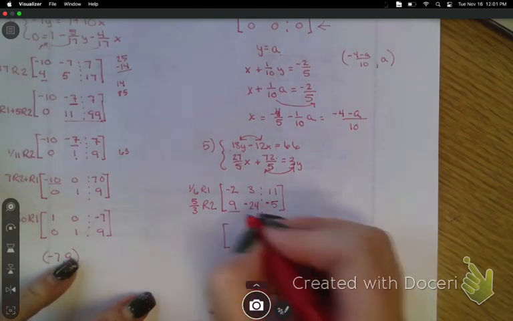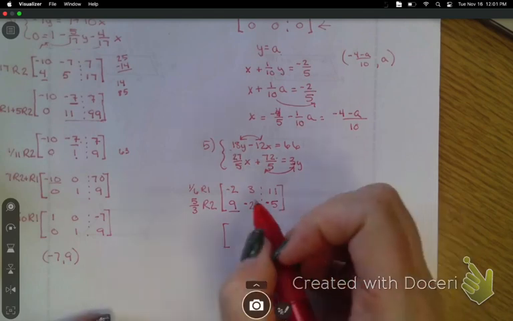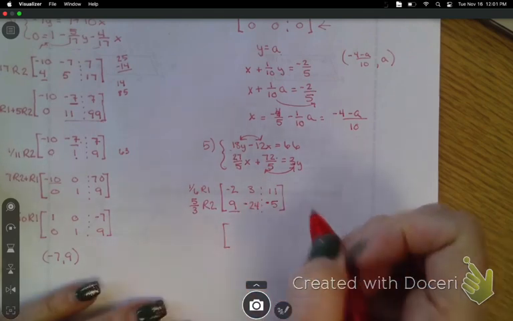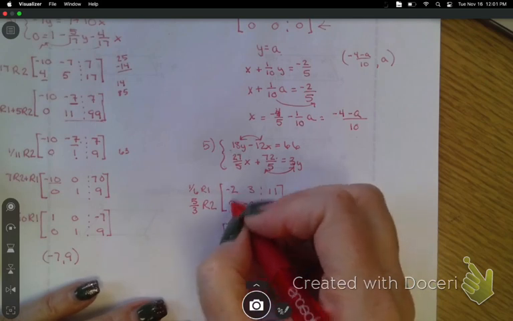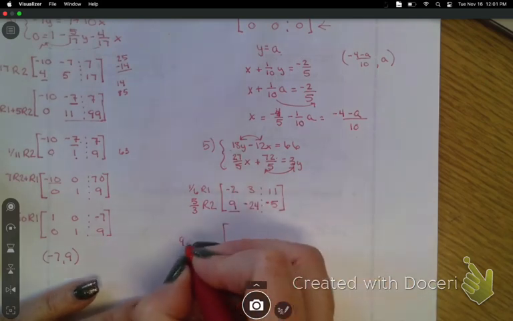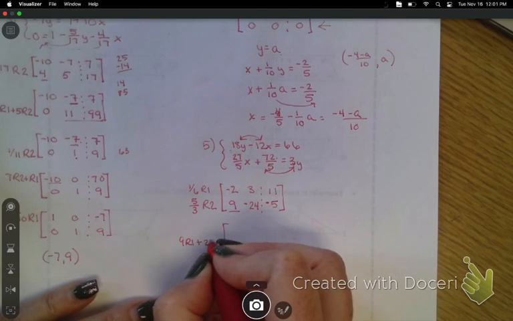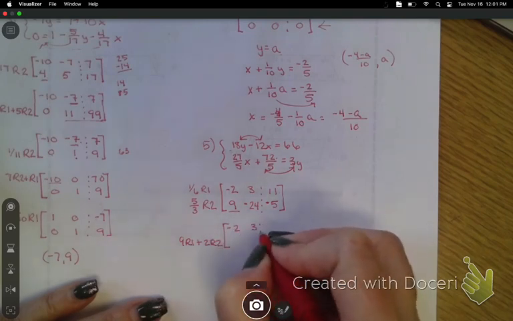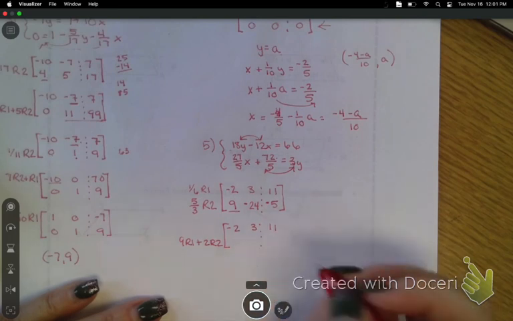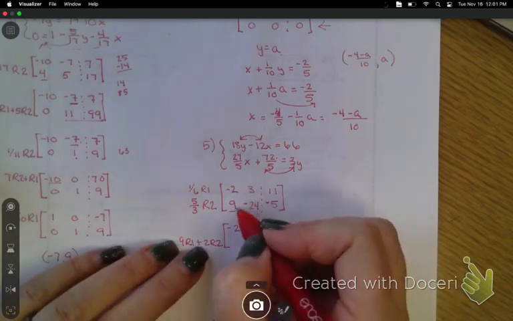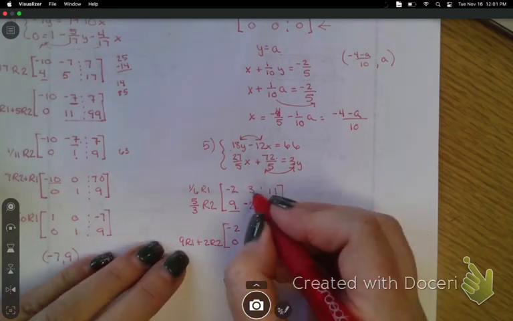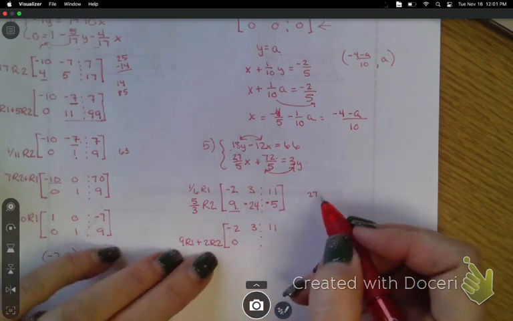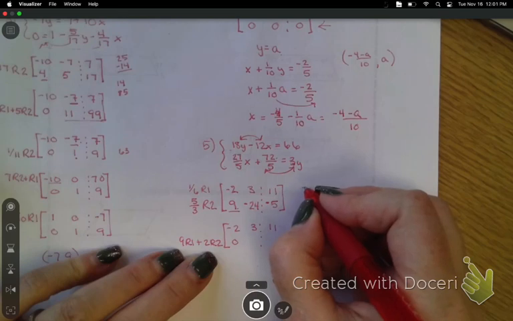Okay, so we need to get rid of this 9. So the least common multiple between 2 and 9 is 18. And 2 is negative, so I don't need to worry about that. So I have 9R1 plus 2R2. I rewrite row 1 because I'm not changing it. And then 18 minus 18 is 0. And I'm going to write some off to the side because in class I was messing up. 3 times 9 is 27. And then negative 48.